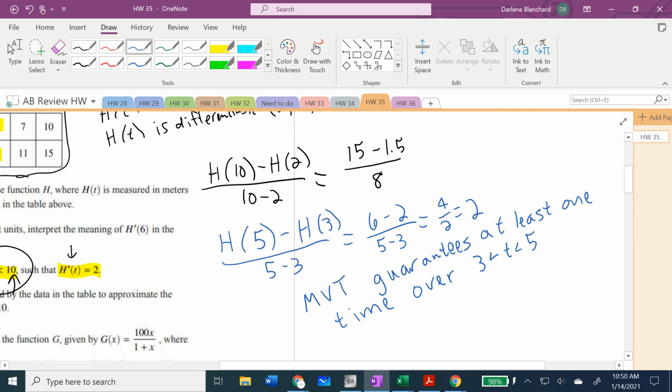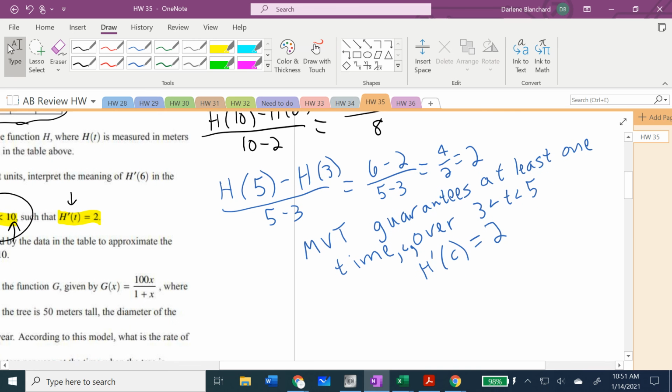And I'm going to say at least one time, comma, c over [3, 5]. H prime of c must be equal to 2. And I've already written all the information that guarantees it.